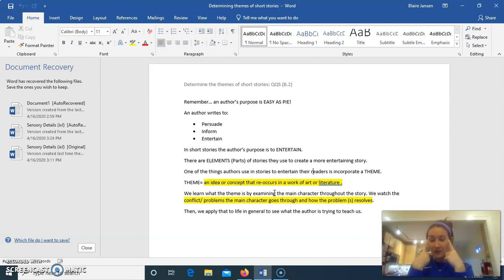If you can't figure out what the theme is, ask yourself, what is the problem my character is trying to overcome? And how do they overcome it? And then more than likely, you'll end up with your theme.